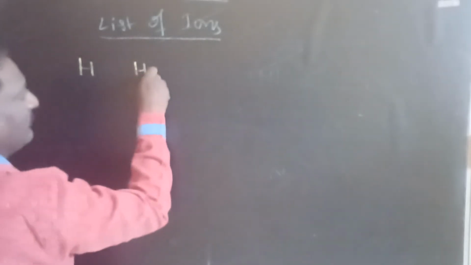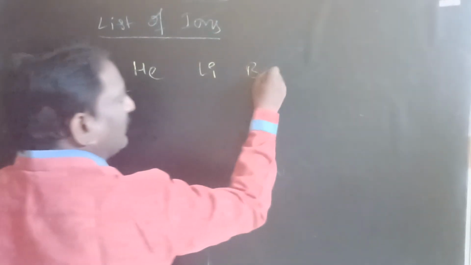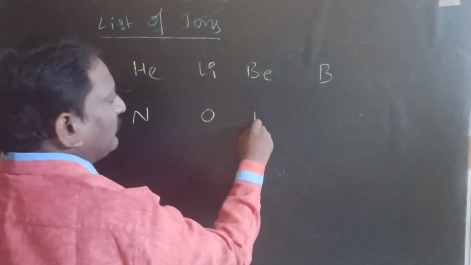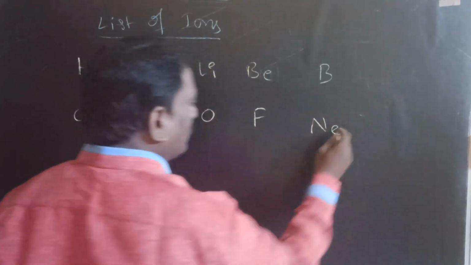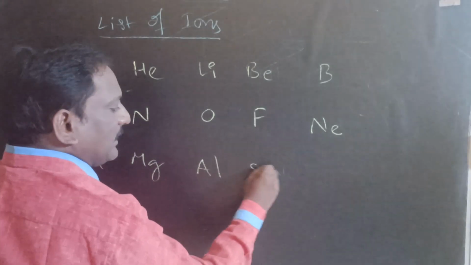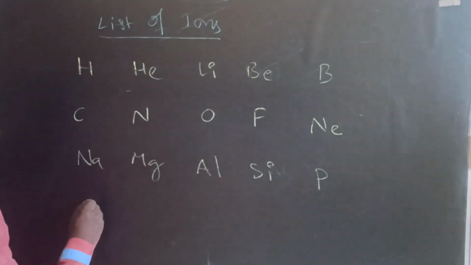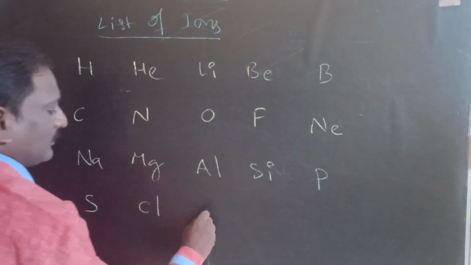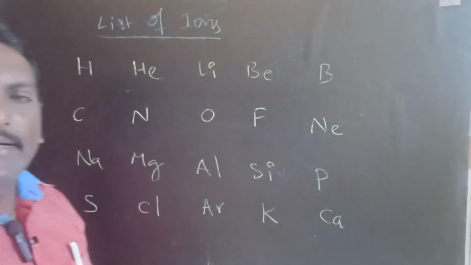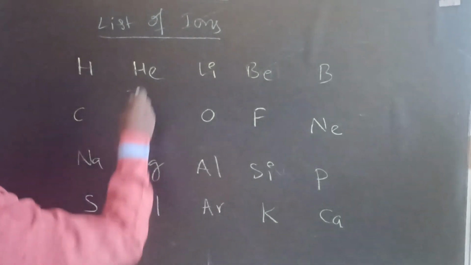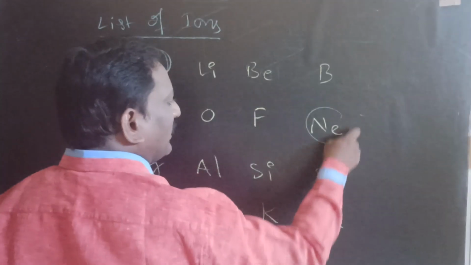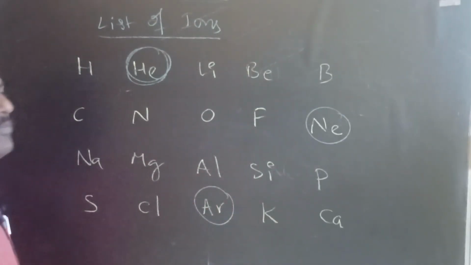Hydrogen, helium, lithium, beryllium, boron, carbon, nitrogen, oxygen, fluorine, neon, sodium, magnesium, aluminum, silicon, phosphorus, sulfur, chlorine, argon, potassium and calcium. These are elements 1 to 20. Among these, noble gases never form ions. Helium is a noble gas, neon is a noble gas, argon is a noble gas.